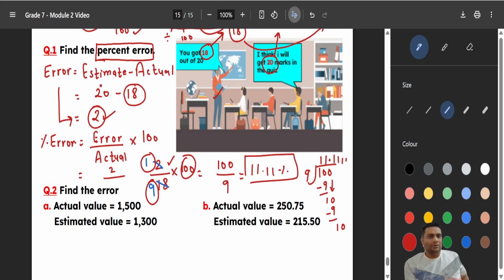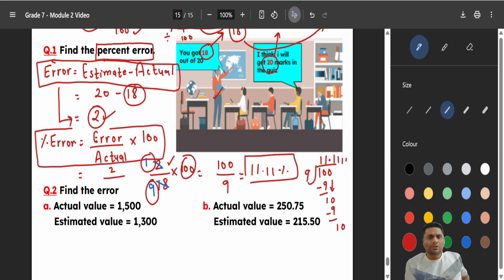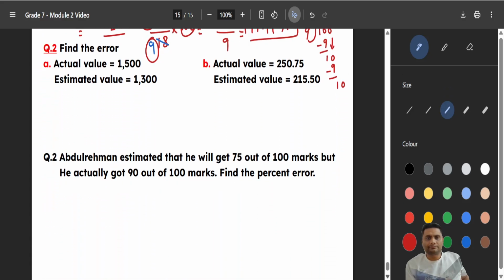Okay. So again, what are the two important formulas? Number one is this one. How will you find the error? The estimated value minus the actual value. Then how will you convert it into percent? Using this formula. You will put the error up, you will put the actual value down, and then multiply by 100 and you will get the answer. Let us try to solve some questions.